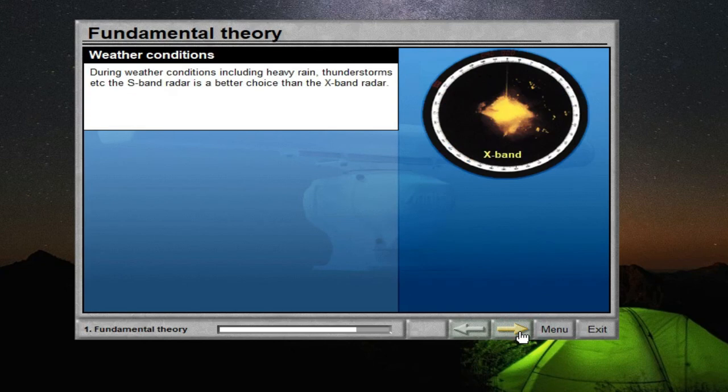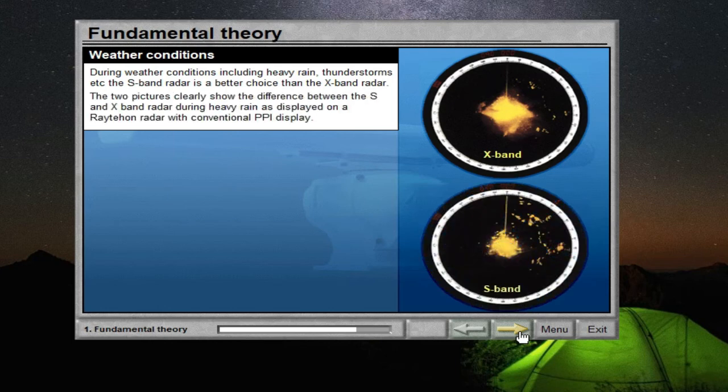During weather conditions including heavy rain, thunderstorms, etc., the S-band radar is a better choice than the X-band radar. The two pictures clearly show the difference between the S and X-band radar during heavy rain, as displayed on a Raytheon radar with conventional PPI display.